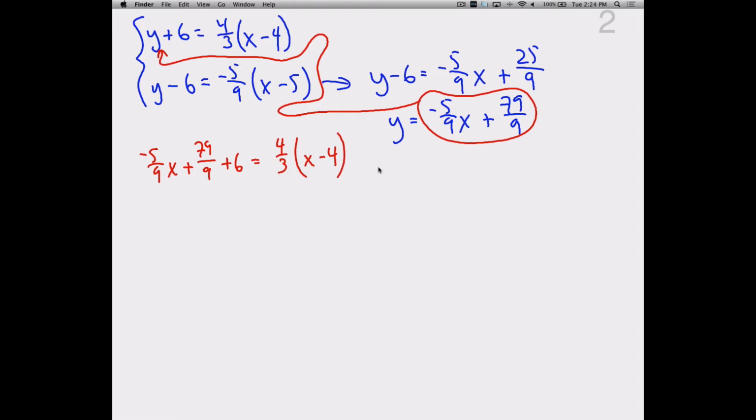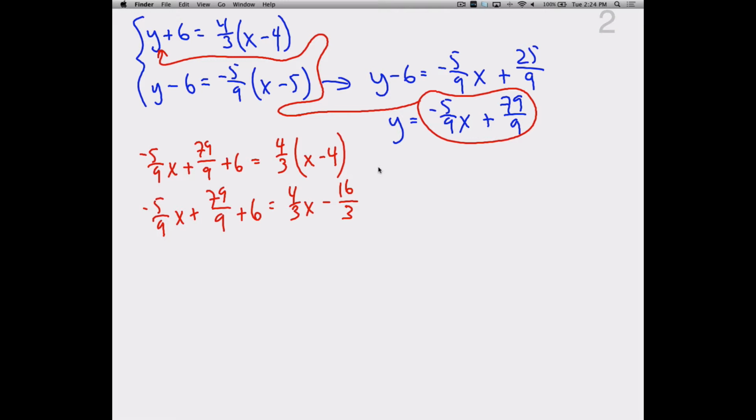A couple of routes that you can go from this point. You can work with the fractions if you don't mind them, or we can get rid of all the fractions. If we choose to get rid of the fractions, I'm going to distribute the right side first. So I get negative 5/9 x plus 79/9 plus 6 equals 4/3 x minus 16/3. This one might turn out to be not too bad because they have 3's and 9's as denominators. Do you want to work with fractions or get rid of them? Get rid of them. What should I multiply everything by to get rid of them?